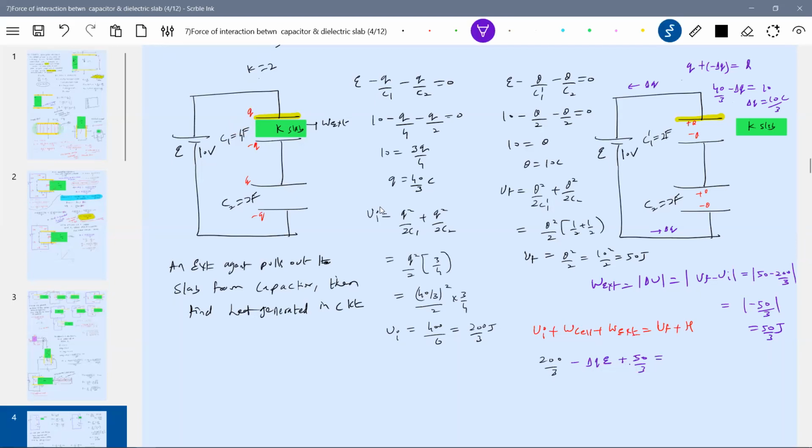This is equal to the final energy UF of 50 plus heat. The heat is 0, sir. It is 0. Yes. Delta Q into E, 10 by 3, 10. So no heat is generated in the circuit.